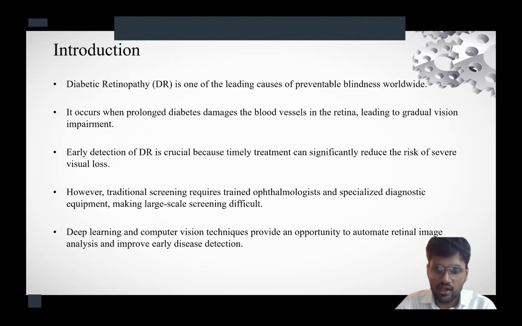Diabetic retinopathy, or DR, is one of the leading causes of preventable blindness worldwide. It occurs when diabetes damages the small blood vessels in the retina, which can gradually lead to vision loss. Early detection is very important because timely treatment can significantly reduce the risk of severe visual impairment. However, traditional screening methods require trained ophthalmologists and specialized equipment, which make large scale screening difficult. Deep learning and computer vision offer a promising solution by enabling automated analysis of retinal images.